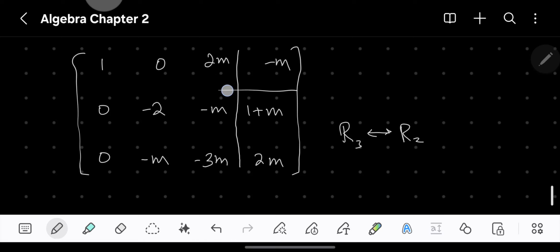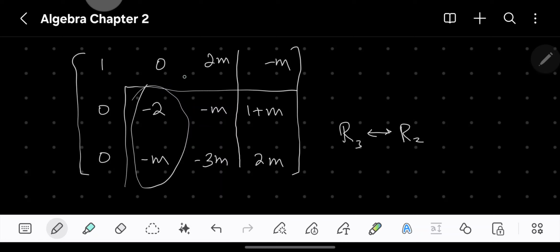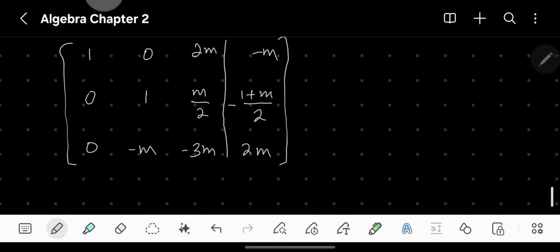Now this is the submatrix, and in this submatrix, this is the leftmost non-zero column and its top entry is non-zero. I am sure about it. Now I have to make this entry 1. How can I make it 1? It's very easy. If I divide this row by minus 2, then it will be 1. So when I divide R2 by minus 2, I get this value. Now this is my current pivot entry.